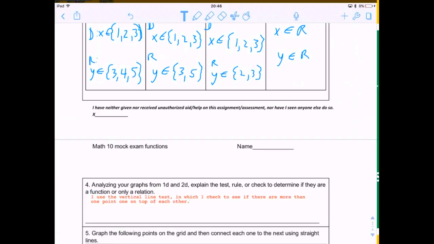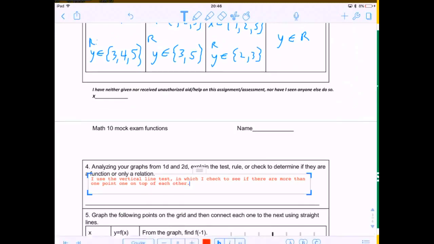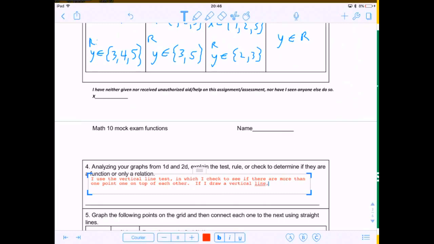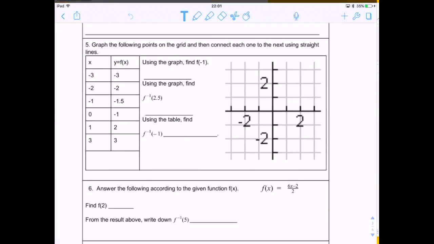Okay? Or you could say, if I draw a vertical line, it should not cross the function at more than 1 point. Okay. Number 5. Graph the following points on the grid and then connect each one to the next using straight lines. So I'm going to graph each one of these coordinate pairs.